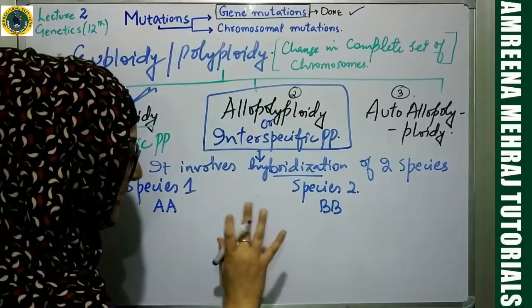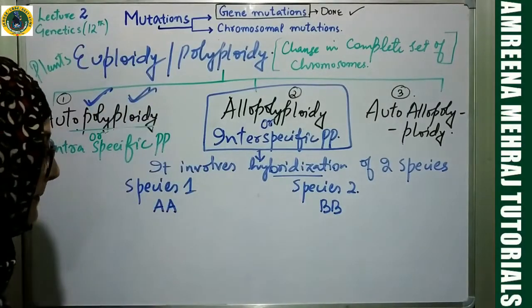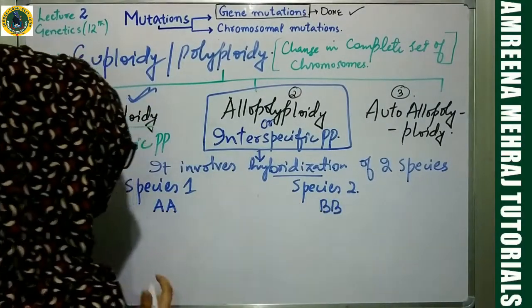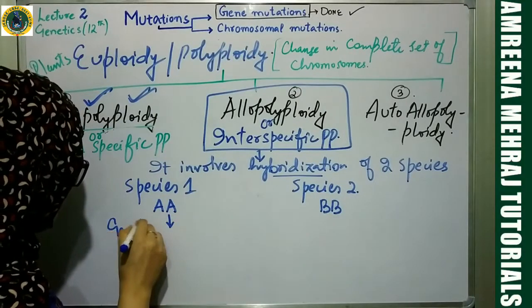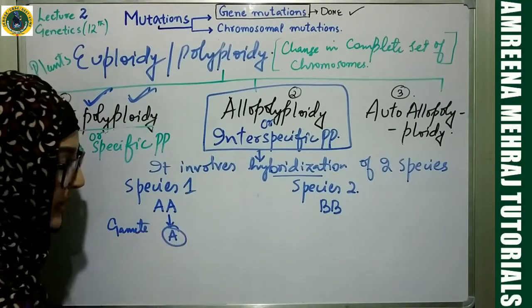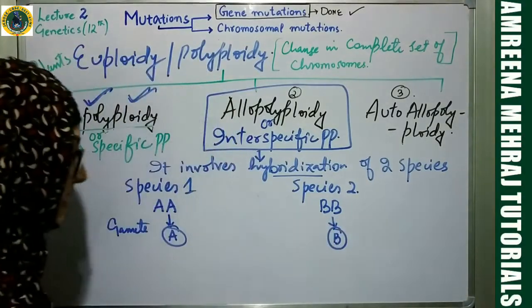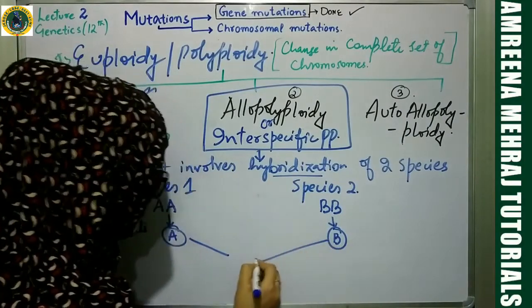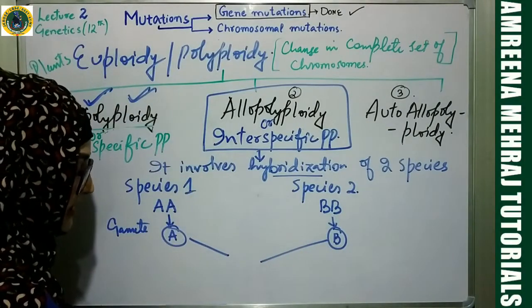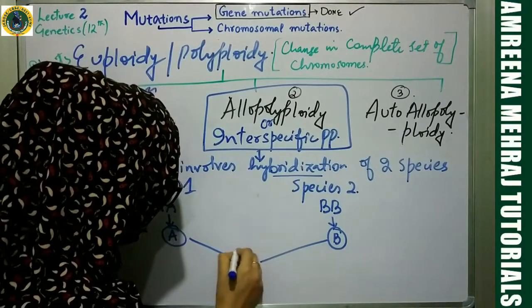So how can we make the difference between the genomes? I have represented this by BB, this by AA. So this is one species, this is another species. Now let us take the gamete from this species. We'll be having only one set, because gametes are haploid. Okay. Now let us do a kind of cross hybridization. So under artificial circumstances, we are self-pollinating this plant and we are getting a hybrid.